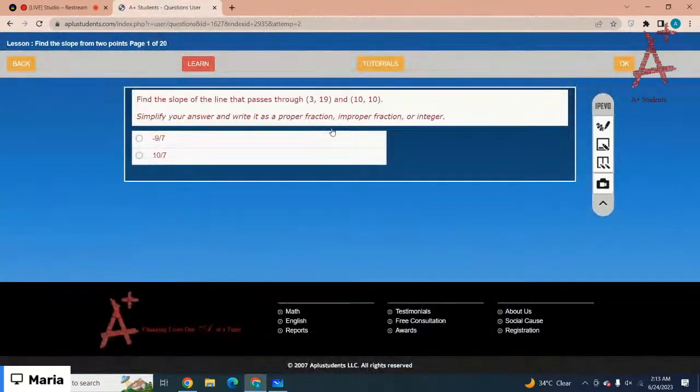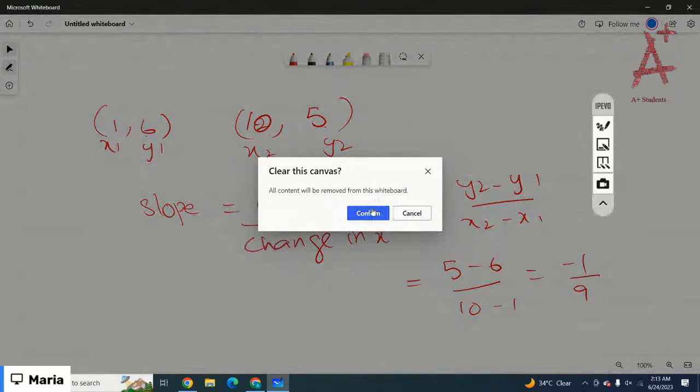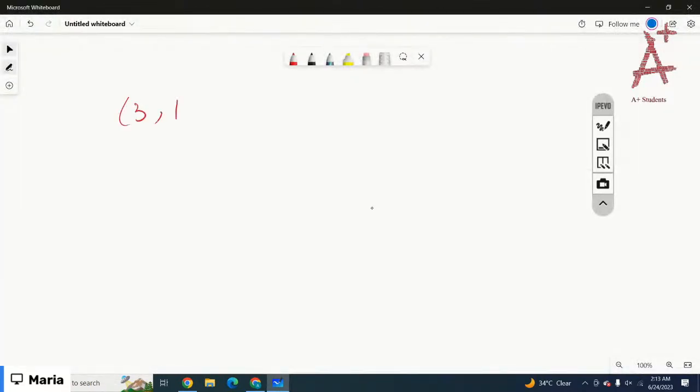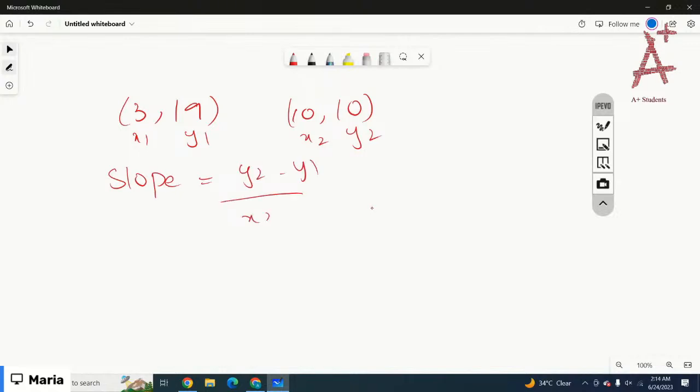Find the slope of the line that passes through (3, 19) and (10, 10). Here are the coordinates x1 and y1, and here are x2 and y2. You have to calculate the slope, that is y2 minus y1 divided by x2 minus x1. Here y2 is 10 and y1 is 19, so it would be 10 minus 19. Then x2 minus x1 is 10 minus 3. Got it?